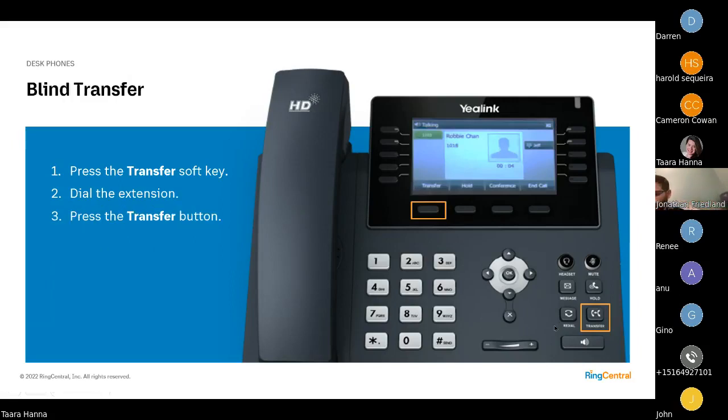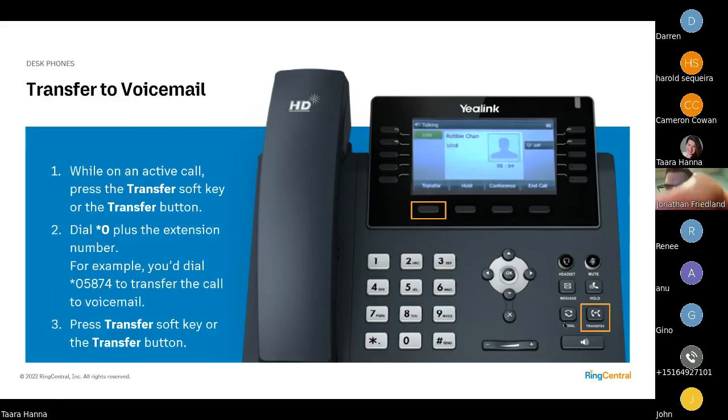Blind transfer works the same way, except you're not going to wait for that person to answer. As soon as you've dialed the extension or phone number, click that transfer button to actually send that call off. And then lastly, if we're going to be doing a transfer to voicemail, you'll start with that same transfer button, but before you dial your colleague's extension number, you're going to want to dial *0. So if Darren's extension was 5874, and you wanted to transfer to Darren's voicemail, you can dial *0 5874 and select transfer to send that call to Darren's voicemail.